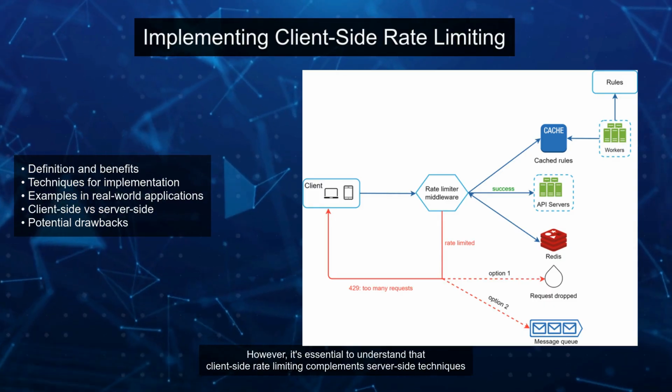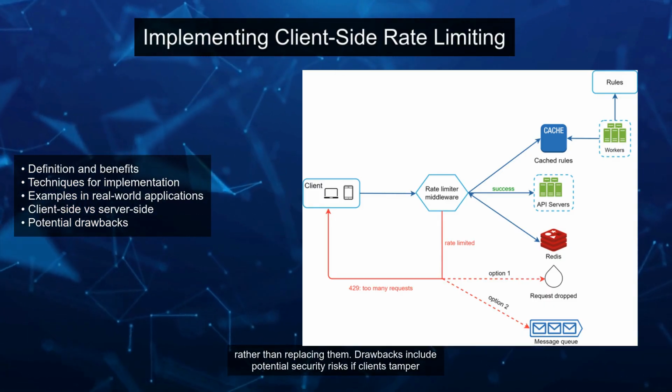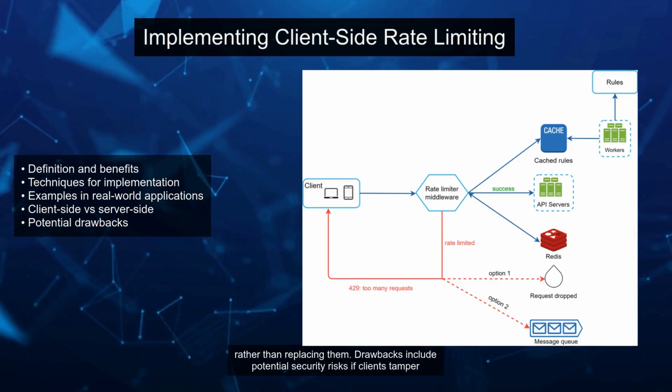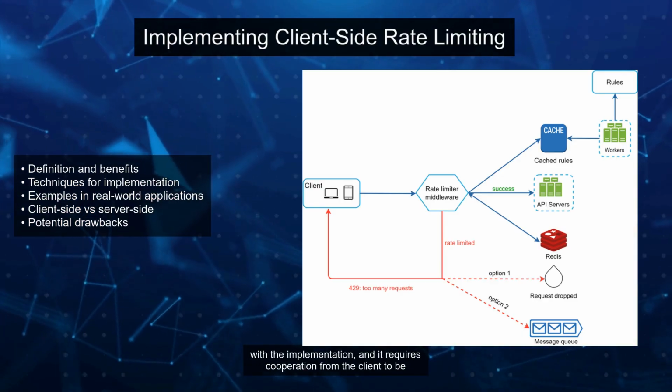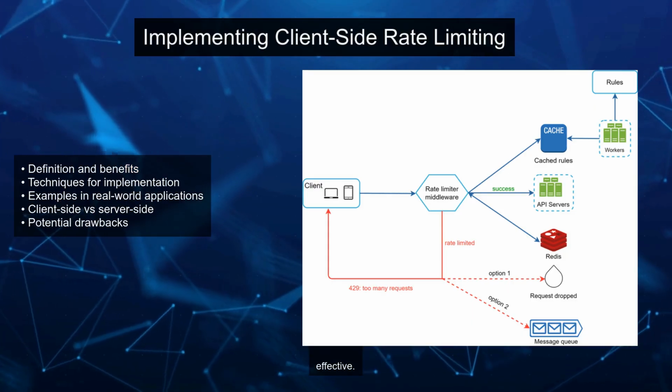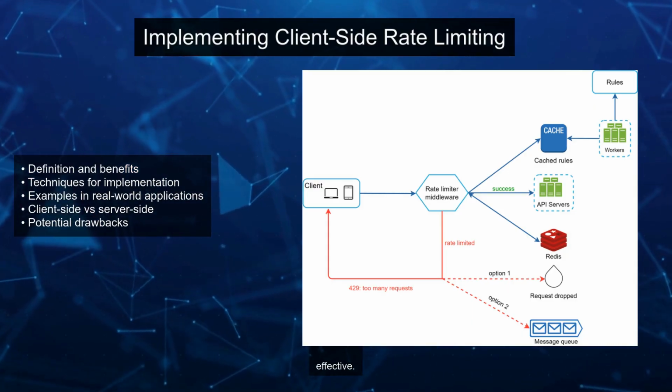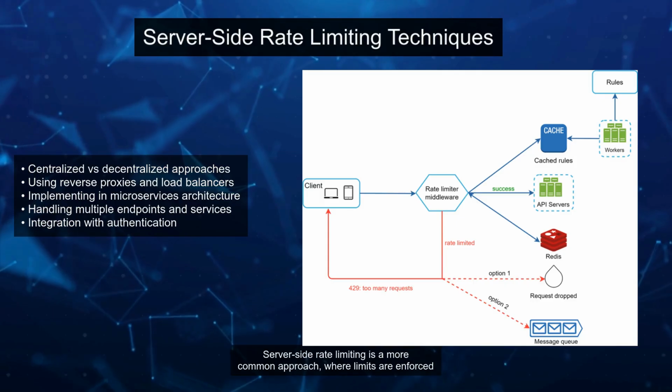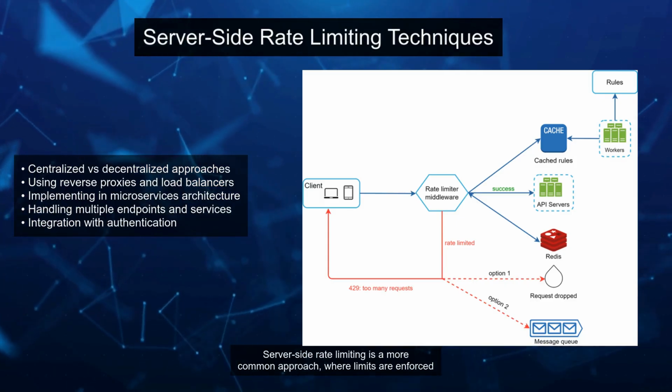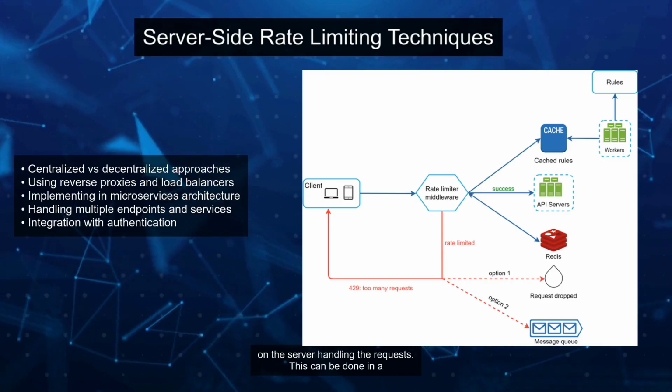However, it's essential to understand that client-side rate limiting complements server-side techniques rather than replacing them. Drawbacks include potential security risks if clients tamper with the implementation, and it requires cooperation from the client to be effective. Server-side rate limiting is a more common approach, where limits are enforced on the server handling the requests.